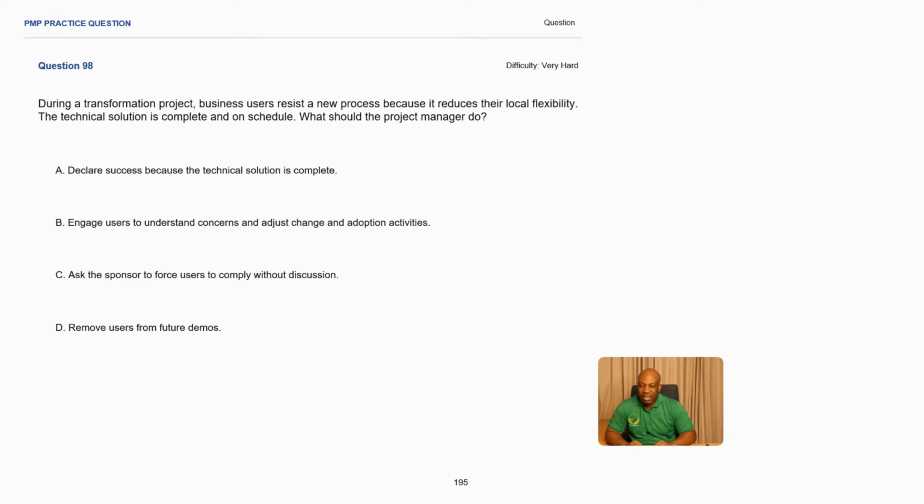Practice question number 98. During a transformation project, business users resist a new process because it reduces their local flexibility. Okay, the technical solution is complete and on schedule. What should the project manager do? Okay, this is classified as very hard. So A, declare success because technical solution is complete. It's not a good mindset. It's not always that when a technical solution is complete, it means there's success. Success has to come from the adoption by the users.